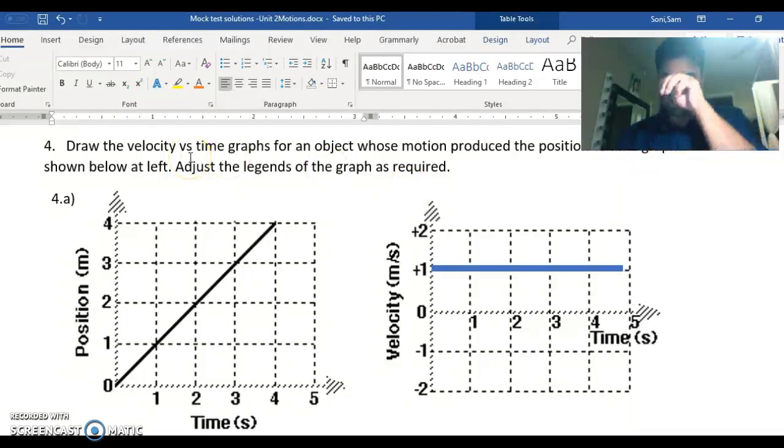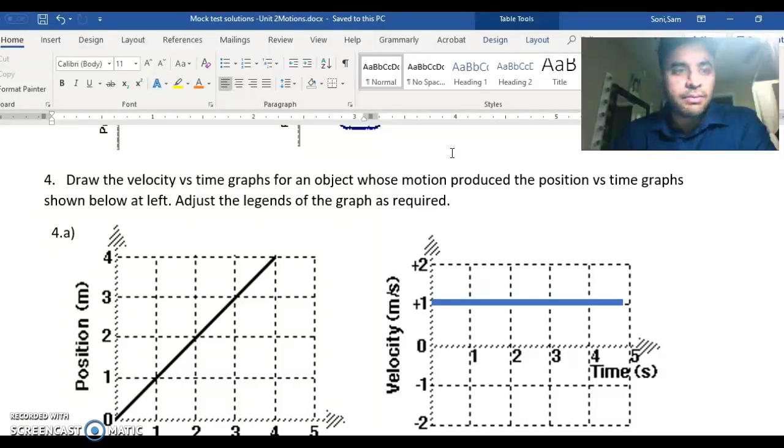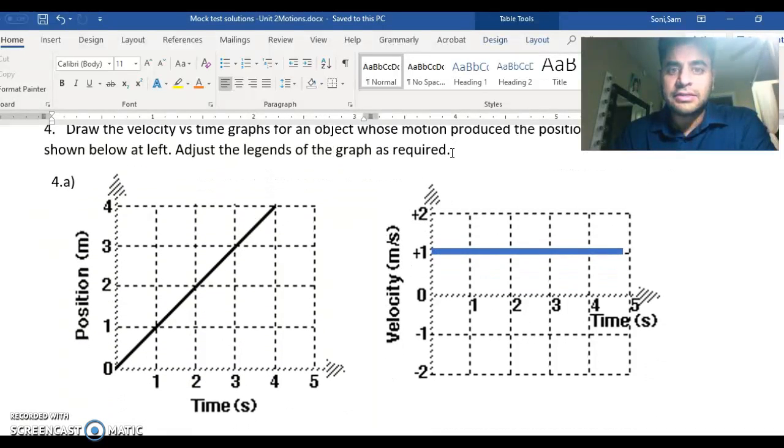Draw the velocity versus time graph for an object whose motion produced the position versus time graph shown below, and adjust the legends if you want. I'm not adjusting any legends.